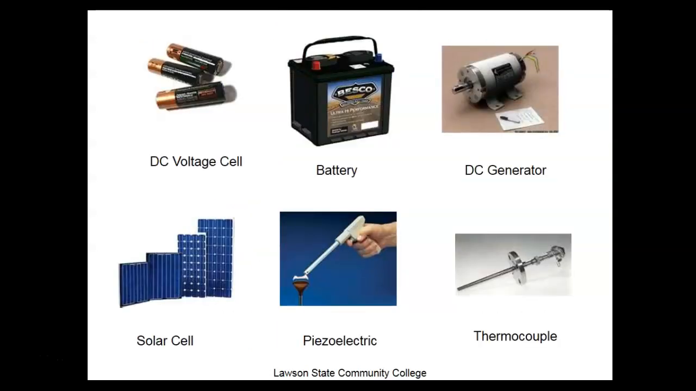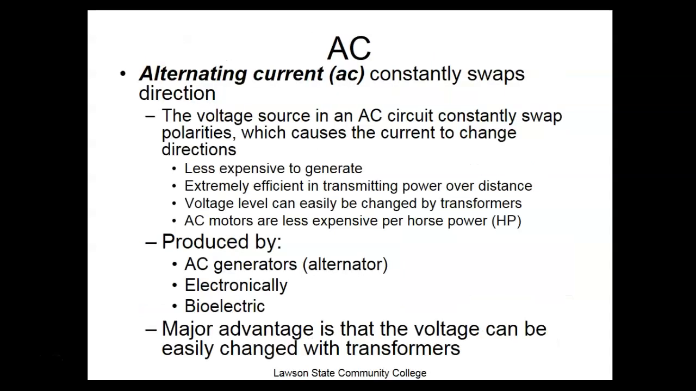So these are some devices: DC cells, batteries, DC generators, solar cells, piezoelectric, thermocouples. These are just some pictures of the devices that create DC. These would be the sources, not the load. This would be the source of the voltage that causes current to flow in one direction.